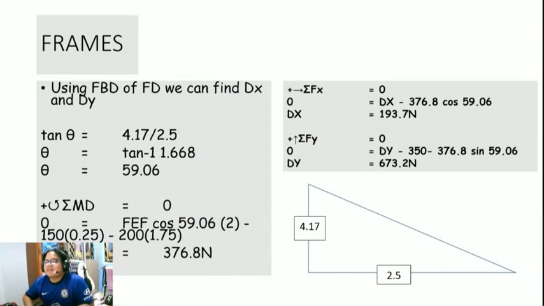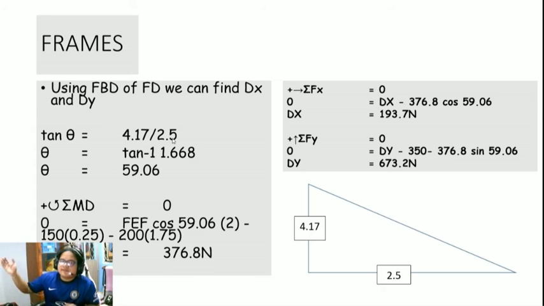So for frames, by using the free body diagram of FD, we can find Dx and also Dy. Okay, first we need to find the angle of the triangle. Here is the triangle. An easy way, if you want to know, you can use SOH CAH TOA, where sine is equal to opposite over hypotenuse, cos is equal to adjacent over hypotenuse, and tangent is equal to opposite over adjacent. So now I'm using tangent.